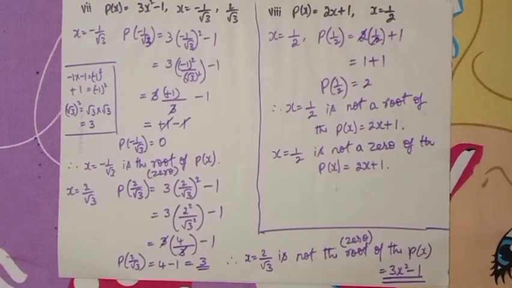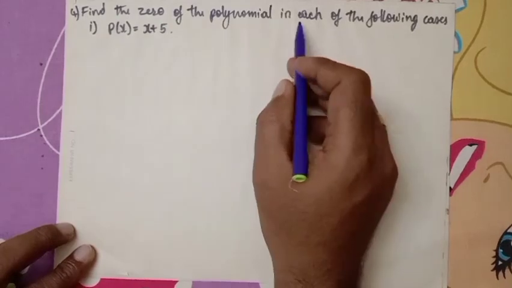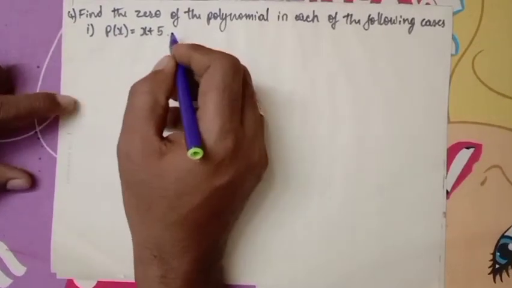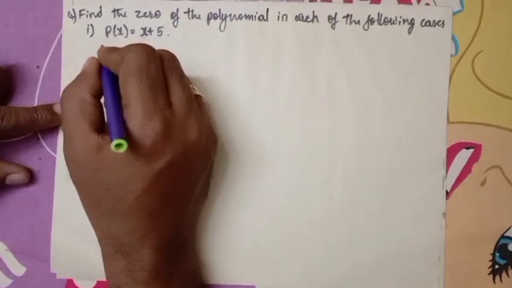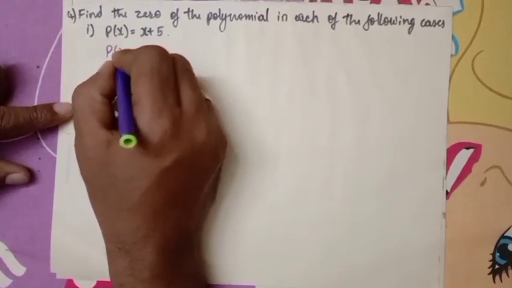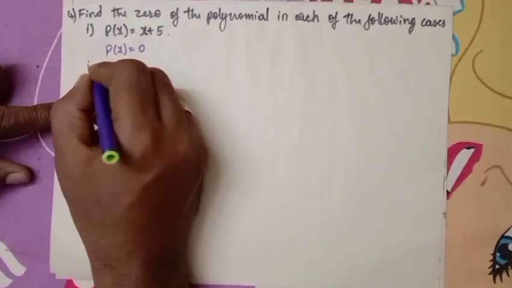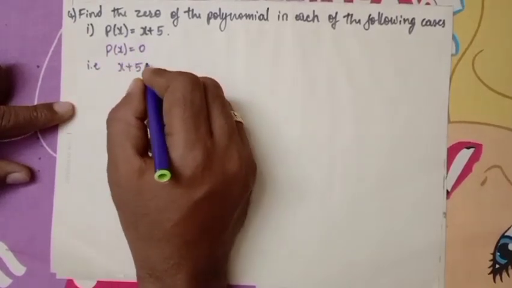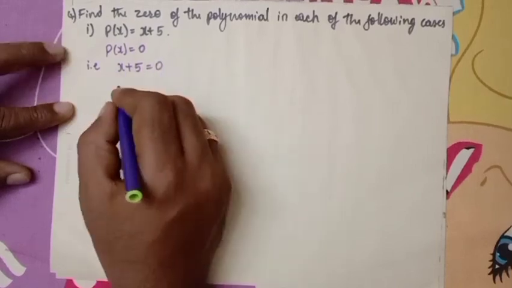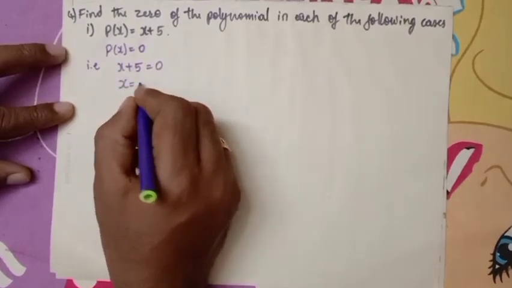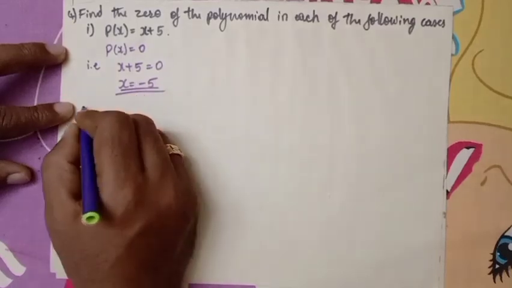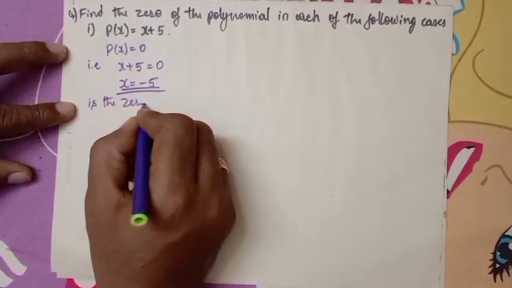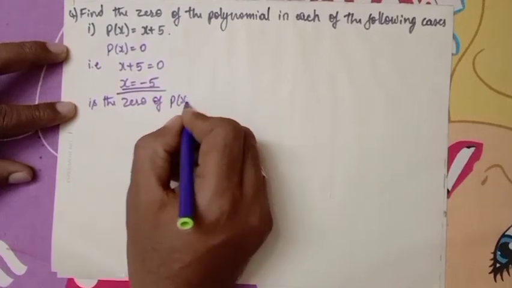Find the zero of the polynomial in each of the following cases. First case is P of x is equal to x plus 5. To find the zero, let us assume P of x is equal to 0. Therefore x plus 5 is equal to 0. So, x is equal to minus 5 is the zero of P of x.